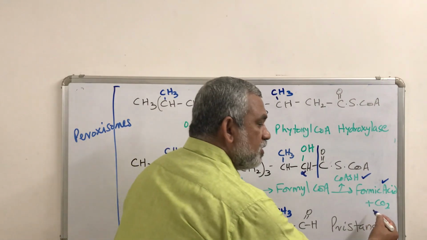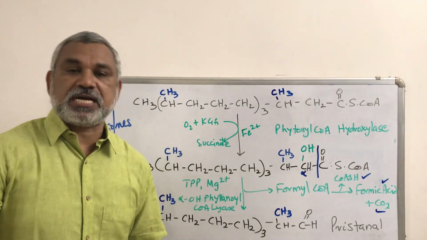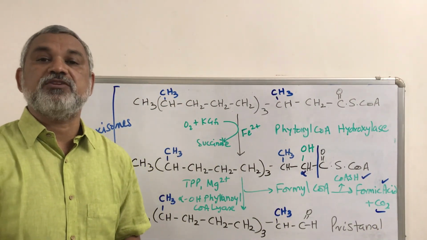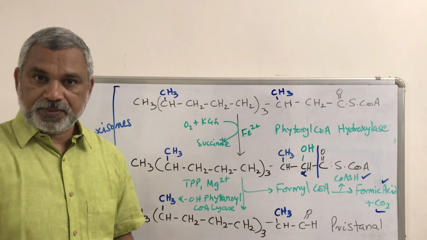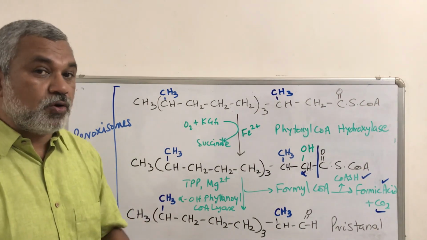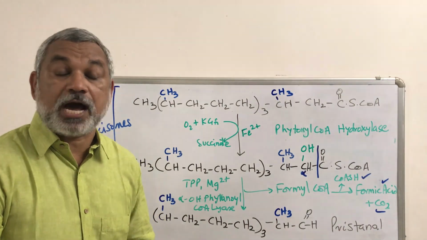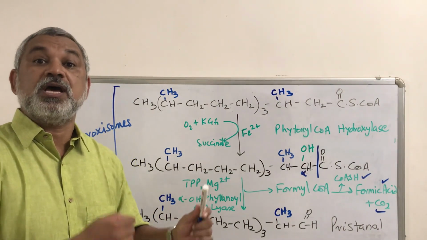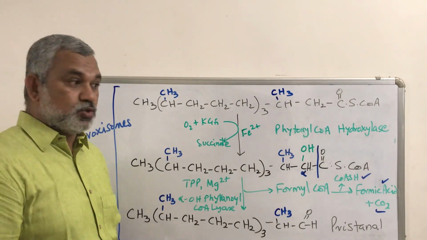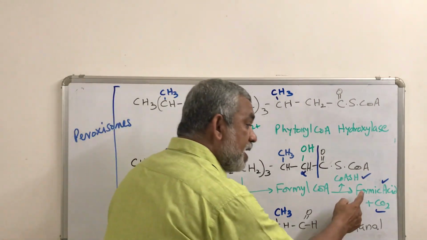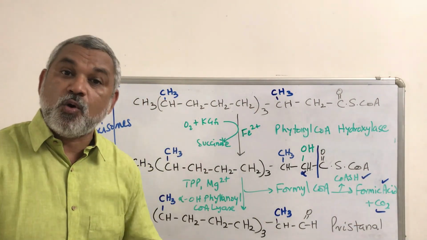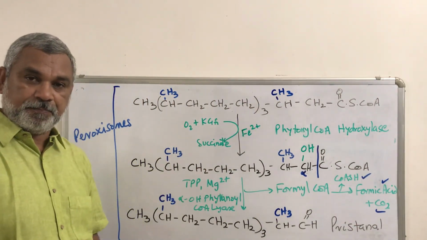Ultimately, formic acid will release the carbon dioxide, and that is how it will be degraded. So it is important to notice that the formic acid to carbon dioxide ratio is about 9:1. So there is a greater tendency to remain as formic acid and not as carbon dioxide.